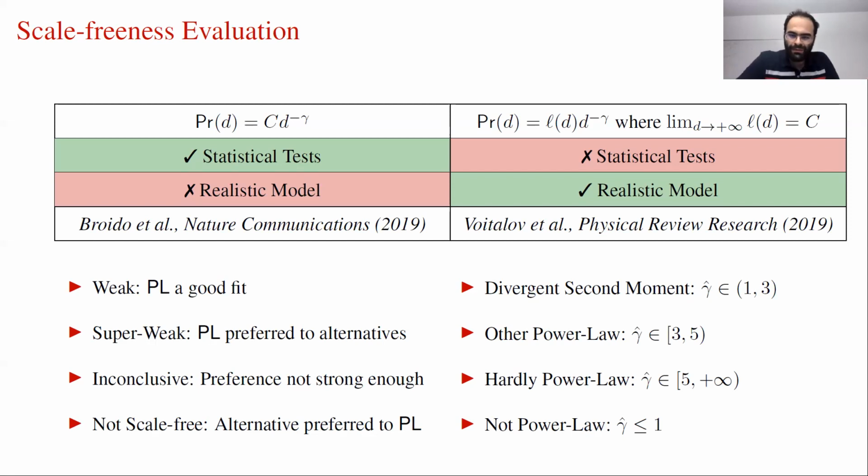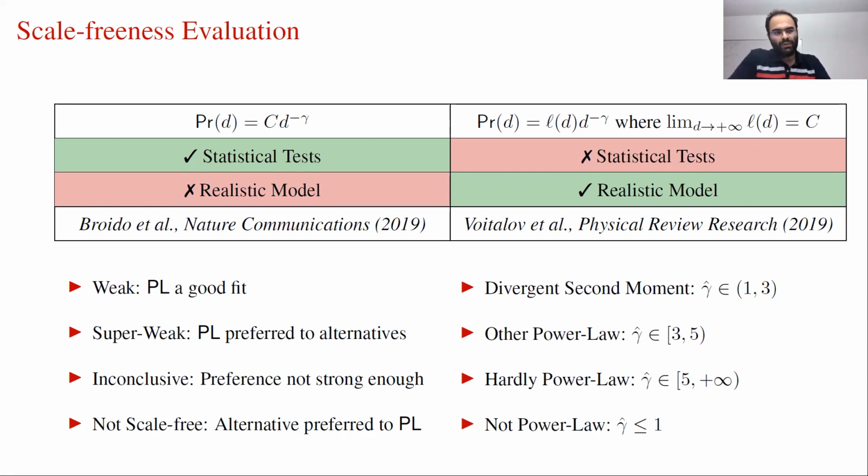In the method of Voitalov and co-authors, as I said, we don't have a statistical test. We cannot have a falsifiable answer. But what they did is that they used 3 statistically consistent estimators of the exponent gamma. And if we look at the maximum of these estimators, namely gamma hat, the classification they proposed is as follows.